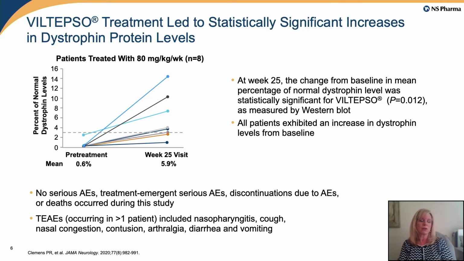On this slide, we look at a more granular level at the results from the primary endpoint, which was the dystrophin production after 20 to 24 weeks of therapy. As you can see from this graph, at week 25, the change from baseline in mean percentage of normal dystrophin was statistically significant for Viltepso, with an increase of 5.3% to an average of 5.9% of normal dystrophin. Further, all patients exhibited an increase in dystrophin over their original baseline levels, and all but one patient achieved a dystrophin level of at least a minimum of 3%.